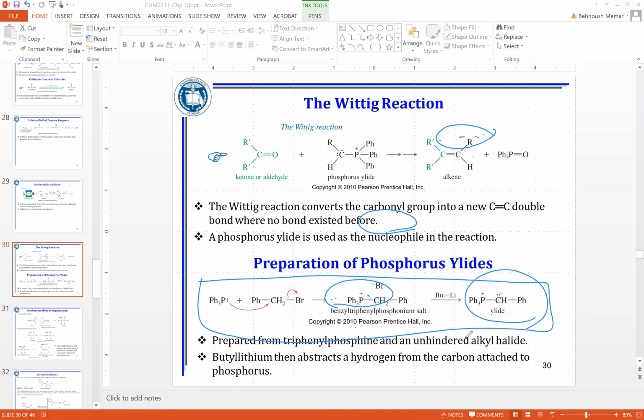Why is it not a nucleophile? Let's imagine ethyl bromide. In ethyl bromide, Br is slightly negative and this carbon is slightly positive. So this cannot act as a nucleophile. But you can change this to a nucleophile. How can you change this to a nucleophile? You combine it with triphenylphosphine.